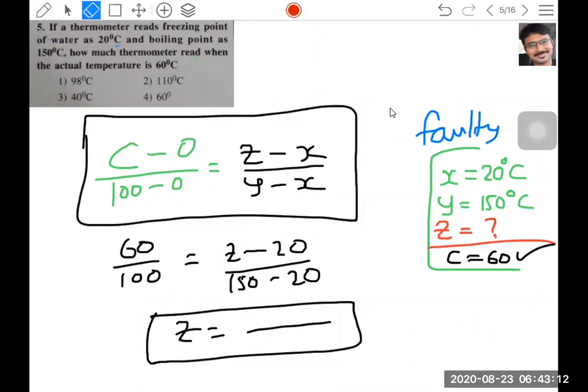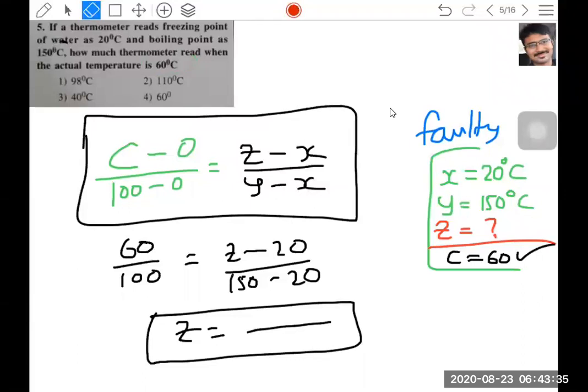How will you understand a faulty thermometer, sir? Observe here, 20 degrees centigrade is given in the question. The question gives readings of 20 and 150. Generally in centigrade, the lower fixed value is 0 and the upper fixed value is 100. That means they have given an error. Error means you have to take it as a faulty scale.